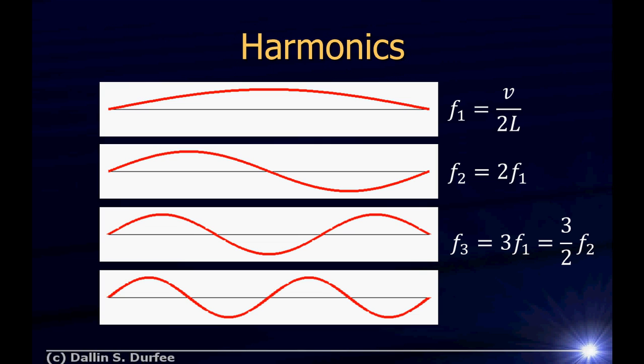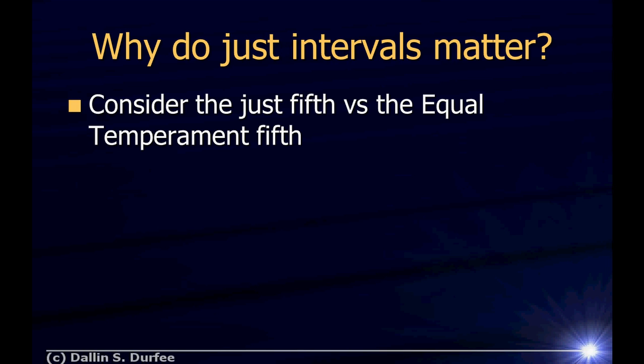When I play an E and an A on an organ, the fundamentals don't beat, but each of those notes comes along with the whole harmonic series. I play one organ pipe, I get a whole bunch of different frequencies. I play one guitar string, I get a whole bunch of different frequencies. And it turns out these different frequencies can beat together. So for example, let's consider the just fifth versus the equal temperament fifth.